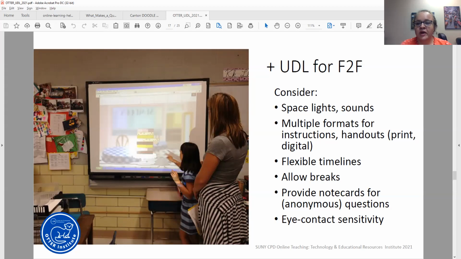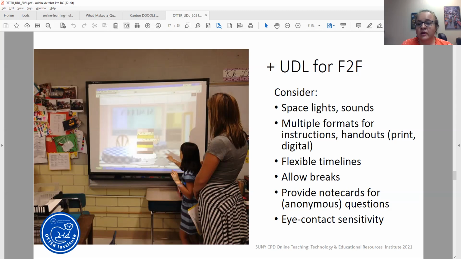And also be able to recognize when students are not able to maintain long eye contact with you. And I know this can be cultural and this also can be physiological. Some students are just not able to. So don't force that on students if you notice that they're not able to.